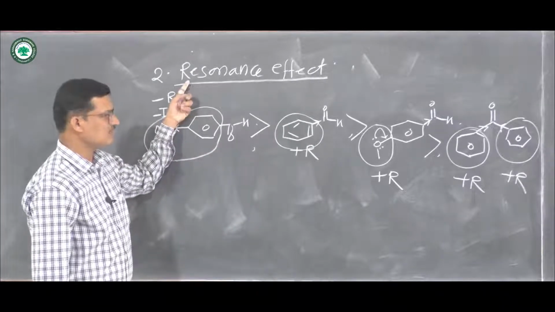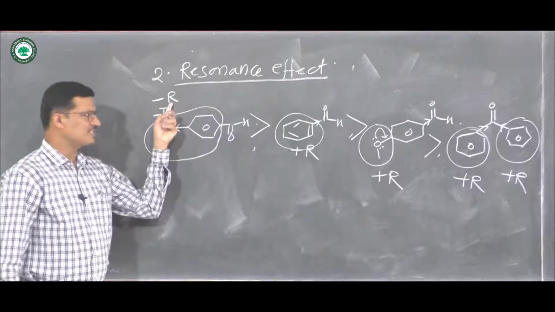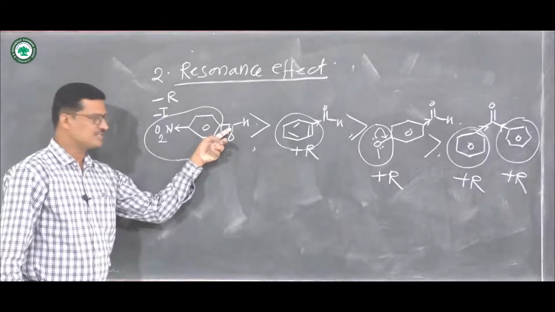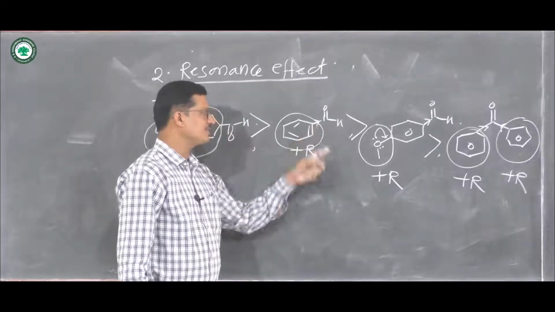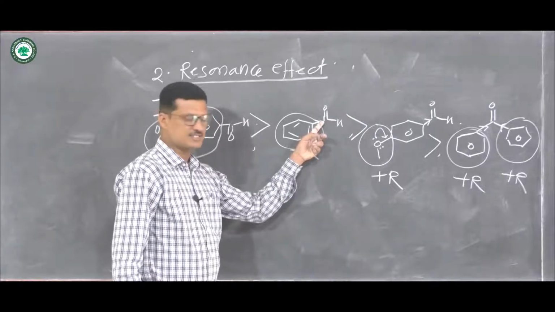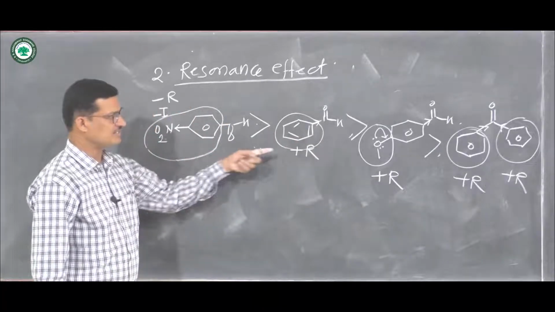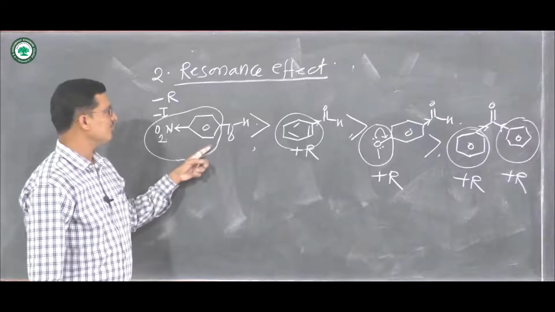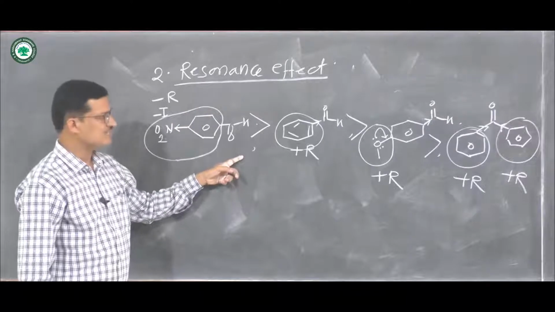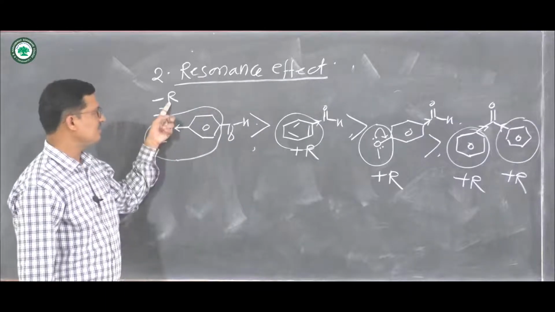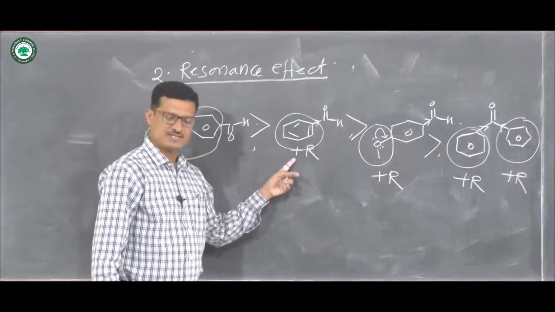So the second important factor is the resonance effect. When there is an electron withdrawing resonance effect, the positive character of the carbonyl carbon is increased, and reactivity is increased. When there is a plus R effect, meaning an electron donating resonance effect, the positive character of the carbonyl carbon is decreased, and ultimately reactivity is decreased. In this way, this is the increasing order of reactivity of these four compounds. The resonance effect is also important to decide the reactivity of the carbonyl carbon. When there is a minus R, the reactivity is increased, and when there is a plus R, the reactivity is decreased, just like the inductive effect.